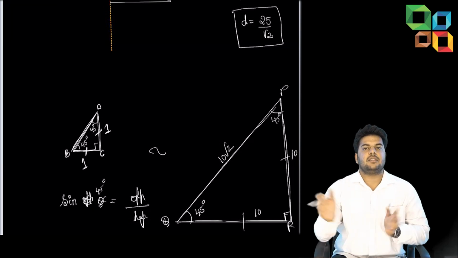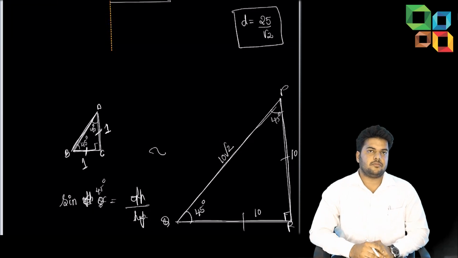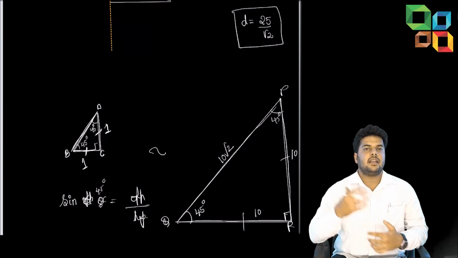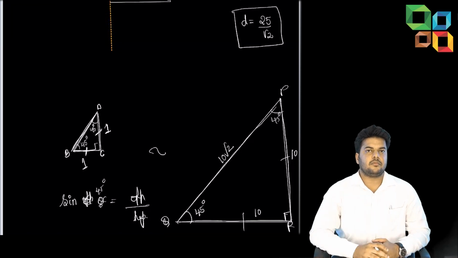All right, because the sides are zoomed in or zoomed out in the same fashion. Okay, that's the idea of trigonometry. It's like a shortcut. You don't have to again and again apply the Pythagorean theorem and all those things. It's a shortcut. You remember that.